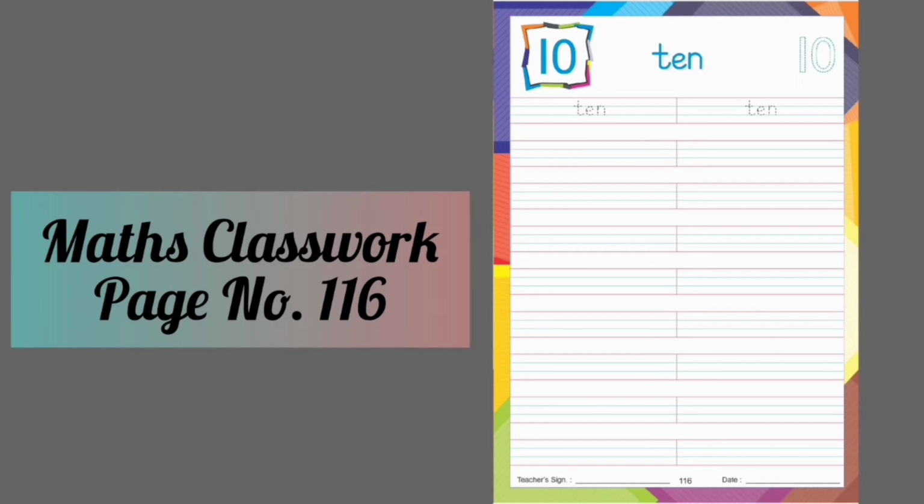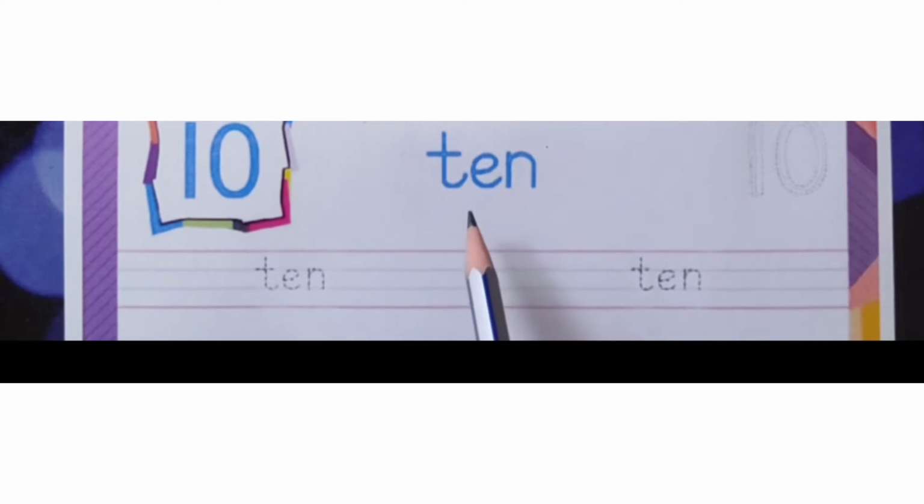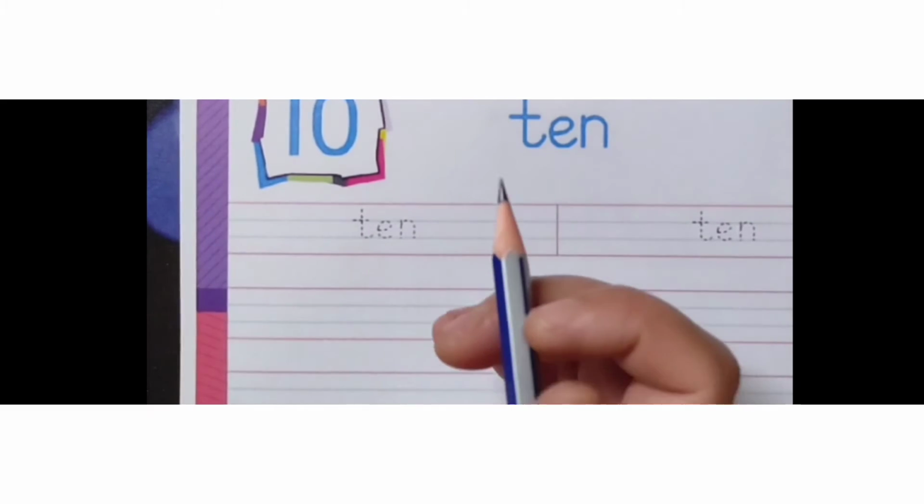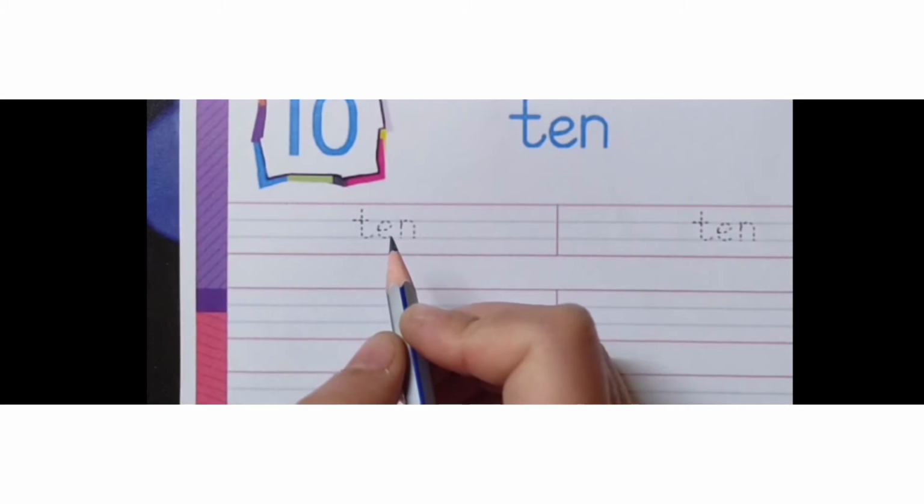Kids, you have to write number name 10 in your maths workbook, page number 116. Number 10. Number name of 10 is T-E-N, 10. First of all, we will trace number name 10.